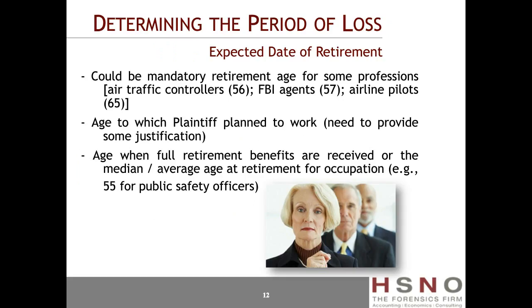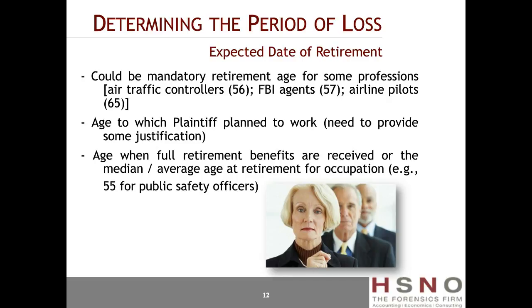Expected date of retirement. This can vary. Some occupations have a mandatory retirement age. For instance, air traffic controllers have to retire at 56. FBI agents have to retire at 57. Airline pilots have to retire at age 75. So if you have an occupation like that, that may be the first thing you want to look at: is there a point where that person has to retire?